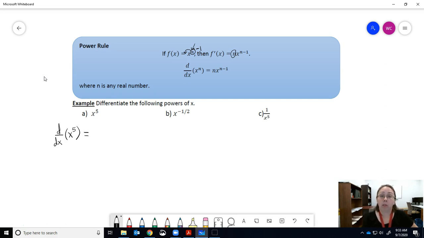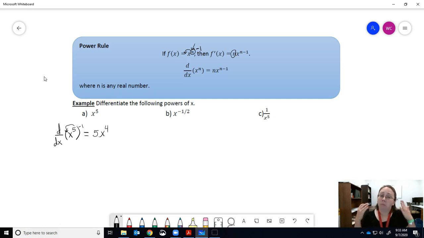The derivative according to the power rule is: the power comes down, so that'd be 5, and then x to the power minus 1. So 5 minus 1 is 4. That's it. That's the power rule. Now, could you do this with the limit definition? Absolutely. But remember, you have to plug x plus h into the 5th power. That means you've got to do x plus h 5 times. That's a lot of work.